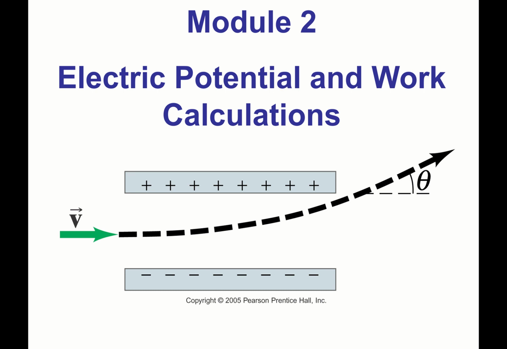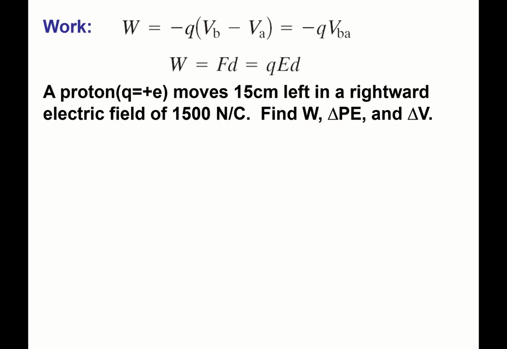So today we want to do some calculations using electric potential and work. Remember, work is defined as the negative of the change in potential energy, and in the electrical case, the potential energy change is equal to the charge times the change in electric potential, V. Also from Physics 1, work is defined as force times distance, and in this case, for a charge in an electric field, the force is equal to Q times E.